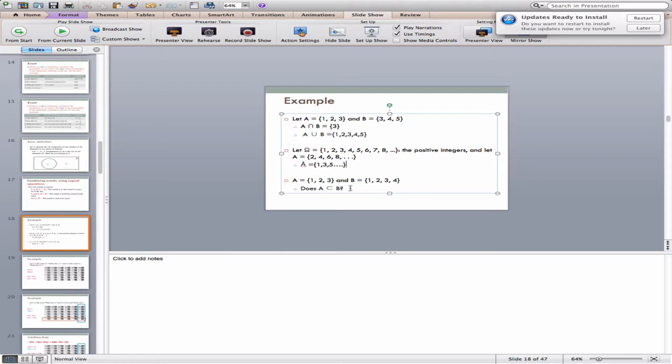Next example, if A is 1, 2, 3 and B is 1, 2, 3, 4, does A belong to B? Yeah, every element in A is also in B, that means A belongs to B. It is yes. Okay, so then we go back to the slides.